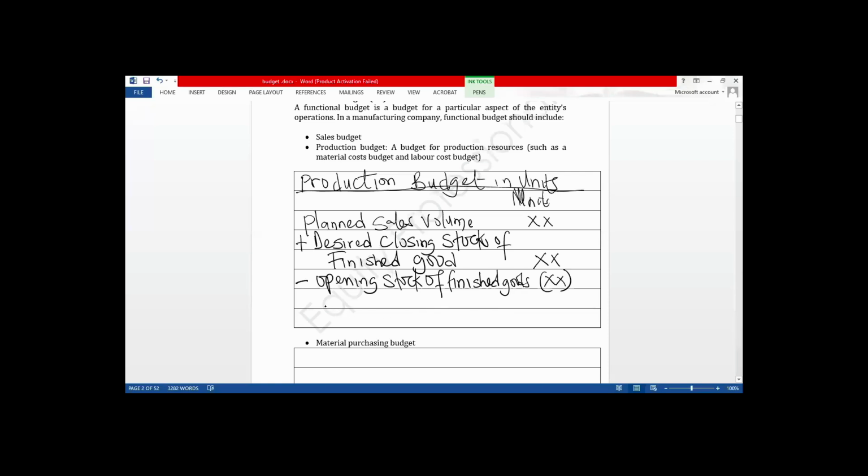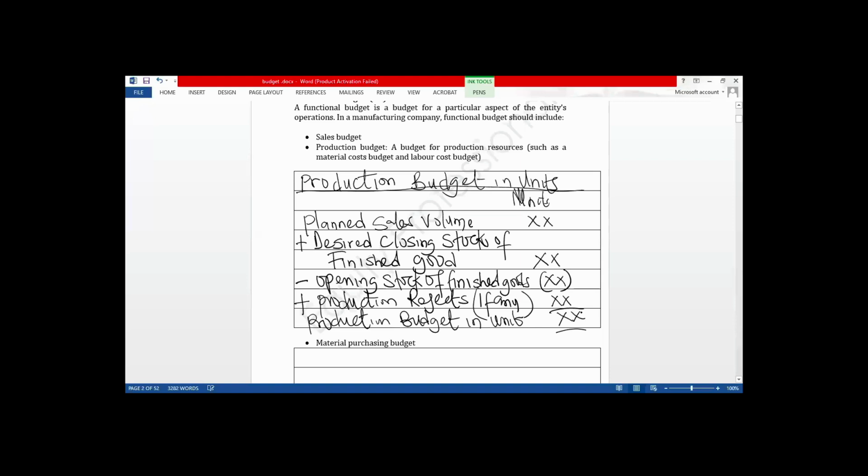You now have plus production rejects, if any. Add it. You are now going to have a balance. This is your production budget in units.